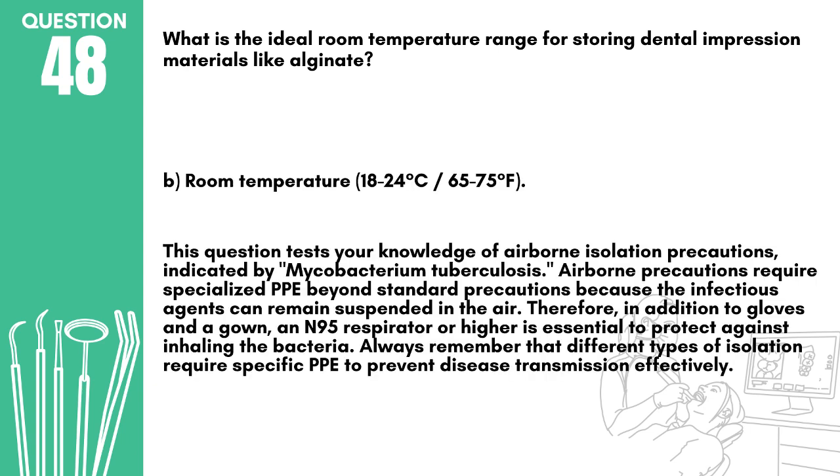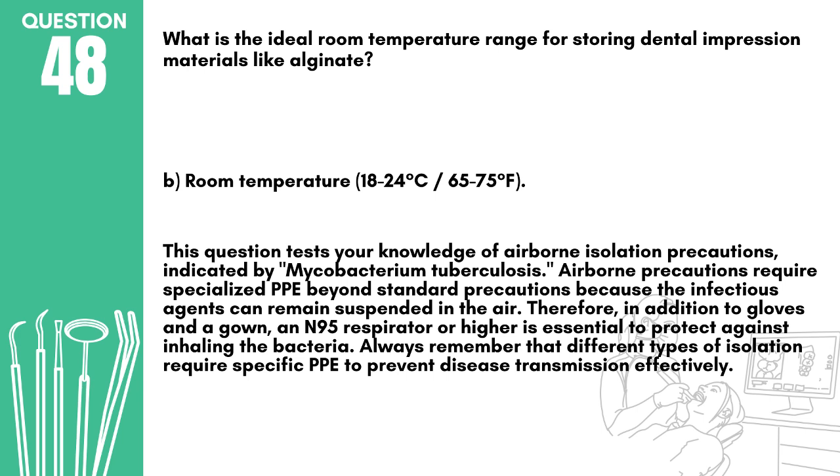Answer: B. Room temperature, 18 to 24 degrees Celsius / 65 to 75 degrees Fahrenheit. This question assesses your practical knowledge of dental materials storage, which is crucial for maintaining material integrity and performance. The keyword, ideal room temperature range for alginate and other impression materials, highlights proper storage conditions. Most dental impression materials, including alginate, are best stored at cool, dry room temperature, approximately 18 to 24 degrees Celsius or 65 to 75 degrees Fahrenheit, away from direct sunlight.